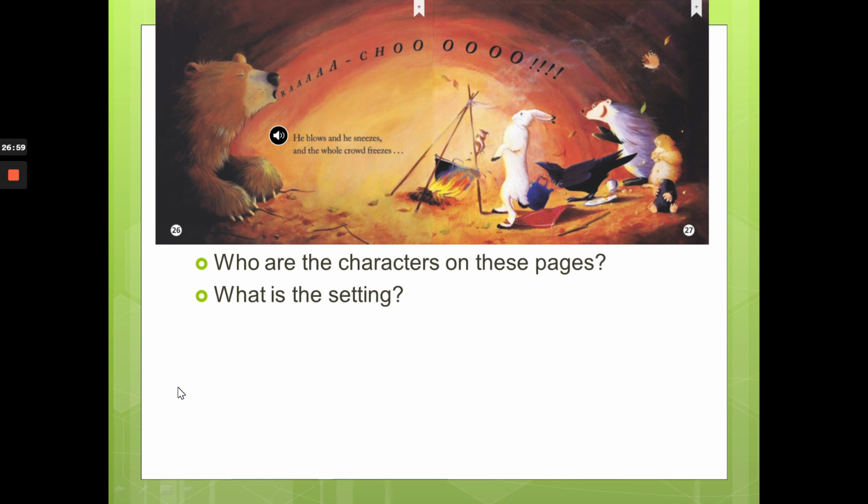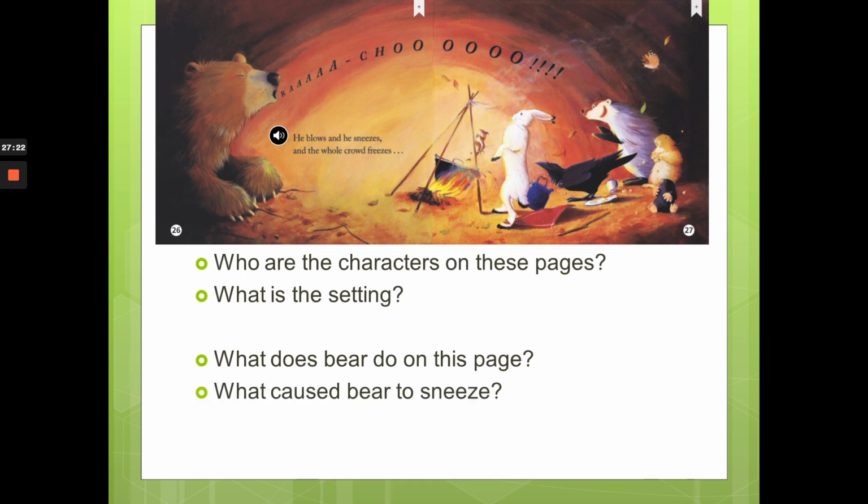What is the setting? Where does this part of the story take place? Inside the cave, exactly. And what does Bear do on this page? What is Bear doing? Achoo! He sneezes. What caused Bear to sneeze? If we think about the story, what was it that caused Bear to sneeze?